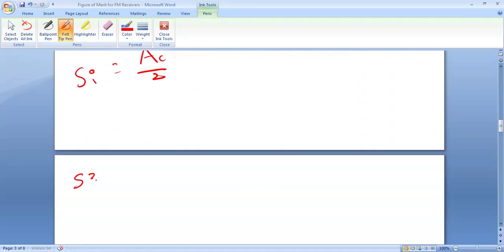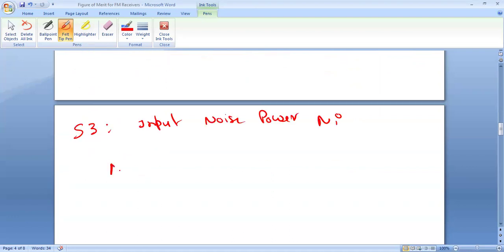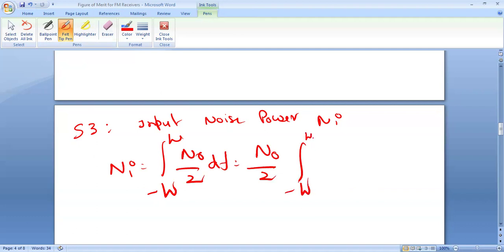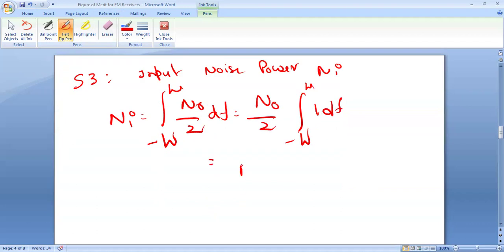Once this is done, the next step will be estimation of input noise power. The input noise power is always estimated over the message bandwidth. That is, N_I equals 1 over 2π... this is not required if we use the power spectral density. So, correspondingly, we can directly use the spectral domain representation, because we don't have any mathematical expression. N_I equals the integral from minus W to W of N_0 by 2 df. That is equal to N_0 by 2 times the integral from minus W to W of 1 df, which is N_0 by 2 into 2W, because the integration of 1 is f, evaluated as W minus of minus W. So input noise power is W N_0.